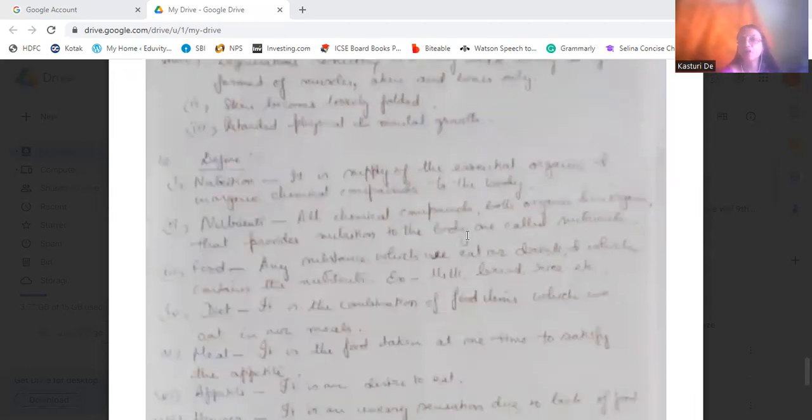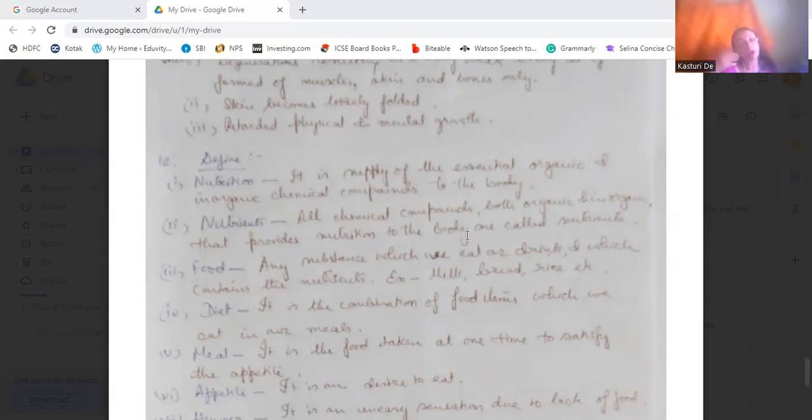Then define nutrition. What is nutrition? It's the supply of essential organic and inorganic chemical compounds to the body. That is known as nutrition. And these organic and inorganic chemical compounds which are to be supplied to the body are known as nutrients. That is provided by food or by medicine.